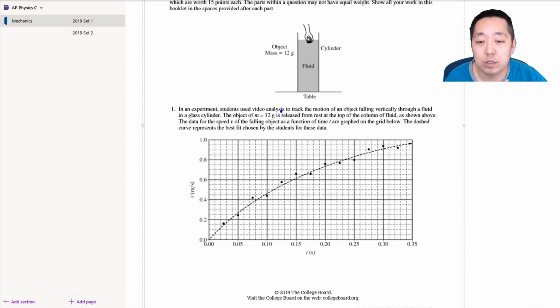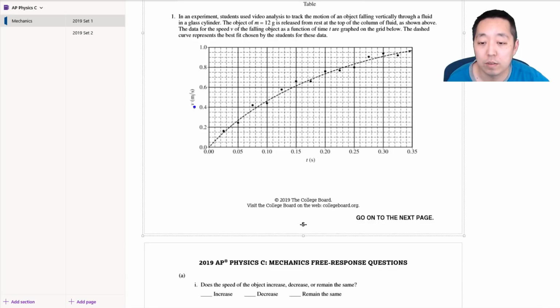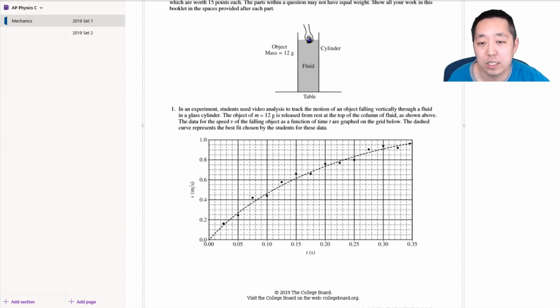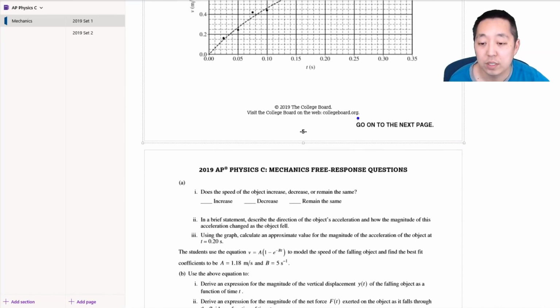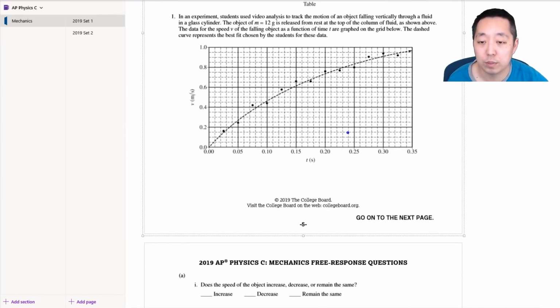In an experiment, students use video analysis to track the motion of an object falling vertically through a fluid in a glass cylinder. The object of mass 12 grams is released atop the column of fluid. The data for the speed of the falling object as a function of time is graphed on the grid below, and the dashed curve represents the best fit chosen by students for this data. Okay, so we have this data of velocity versus time. So basically it's going to fall and go faster and faster as it sinks. Does the speed of the object increase, decrease, or remain the same? Clearly it's getting faster. V is going up, so it's getting faster.